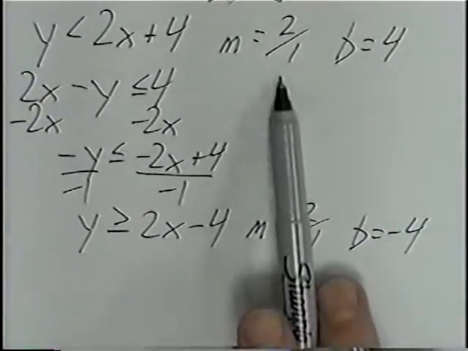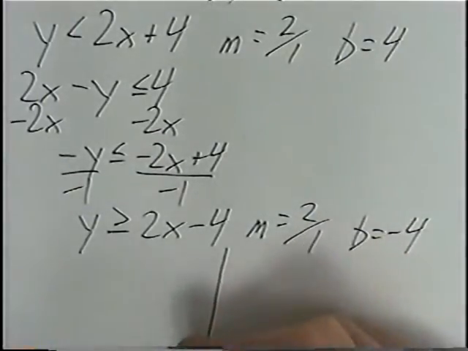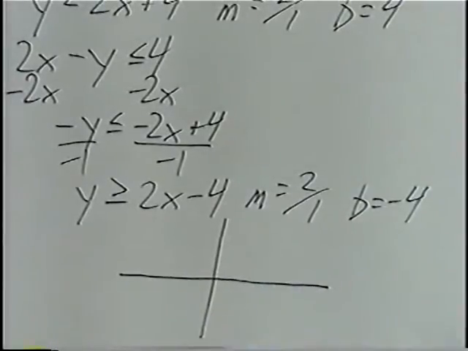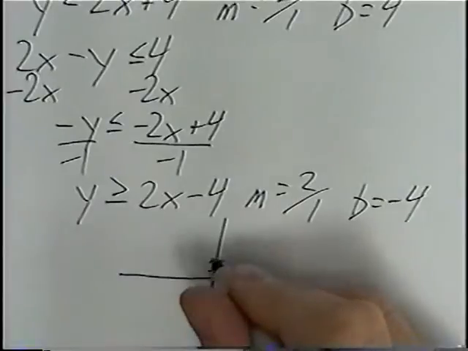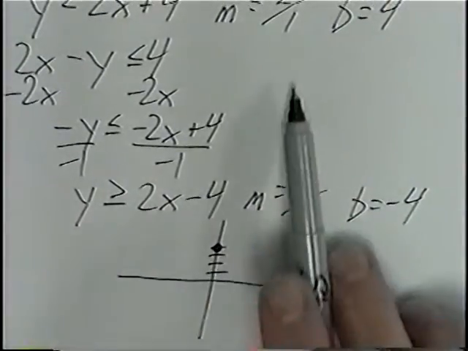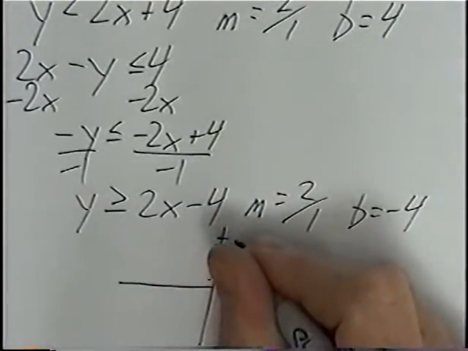Once we have both the slope and the y-intercept, we can graph each equation. Drawing the xy axis. The first inequality we had, the y-intercept was 4, starting on the y-axis at positive 4. And the slope was also 2 over 1, so we'll go up 2 spots and to the right 1 spot.